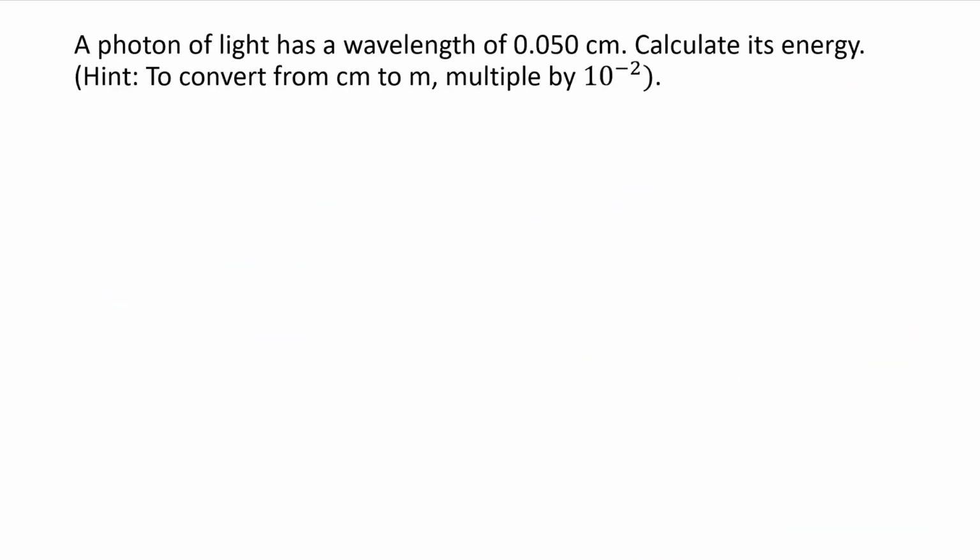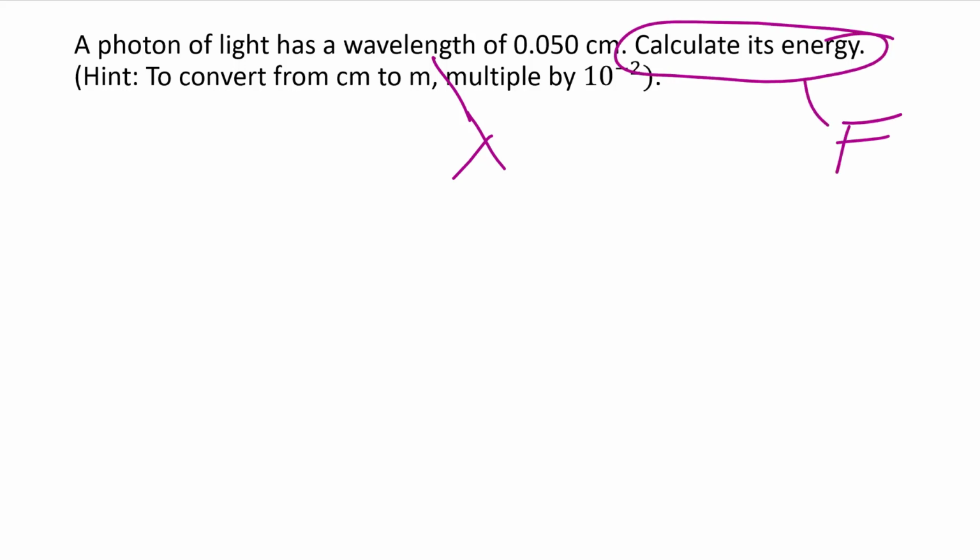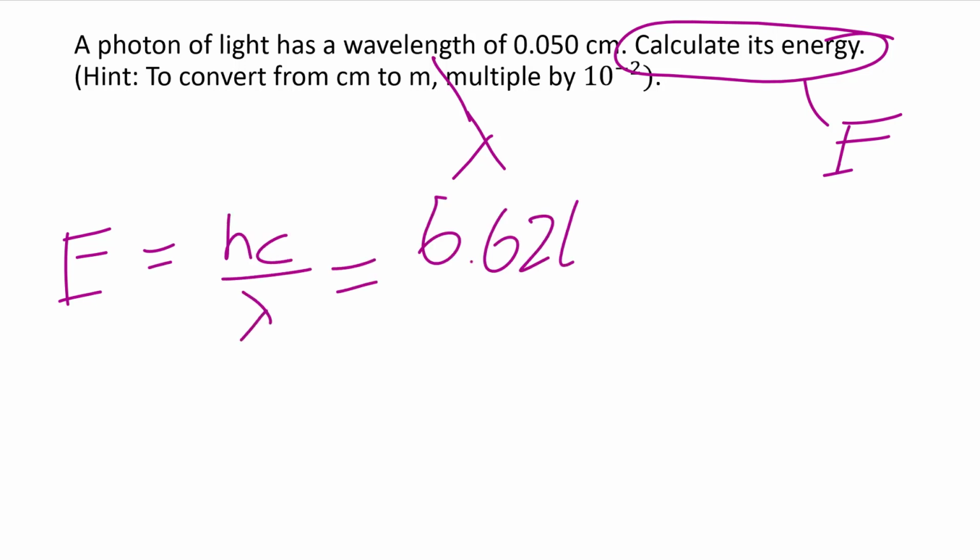Taking a look at the next question, it says a photon of light has a wavelength. So we're given the wavelength, and it says calculate the energy. So that's E. So we need to use the equation E equals hc over lambda. Plug in our constants.